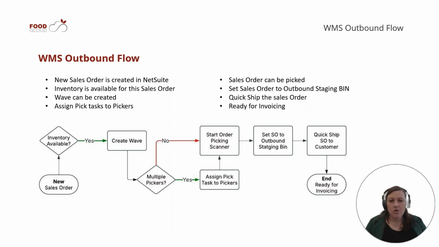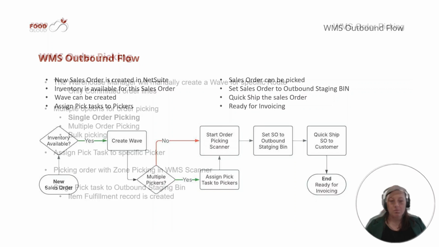This is a quick overview about the WMS outbound process in NetSuite. For the picking, we need a sales order and available quantity. We can assign pickers to specific pick tasks, start picking, and then put the order on an outbound staging bin. When the order is on the staging bin, we can start the quick ship process, and after that, the sales order is ready for invoicing.